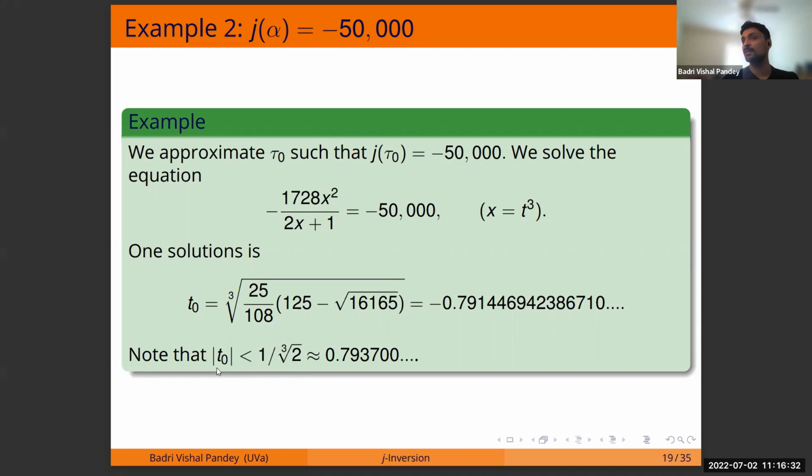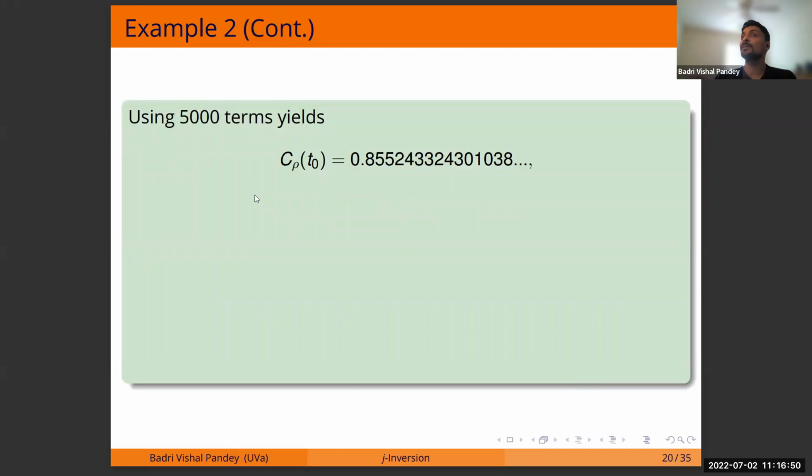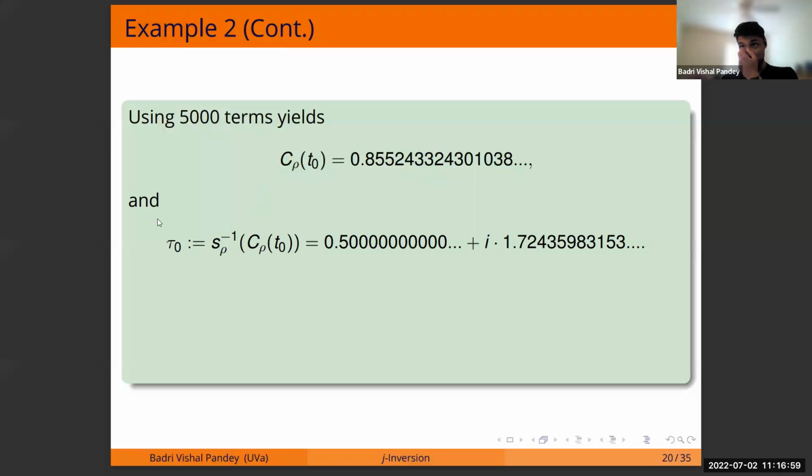Again, notice that the absolute value of tau naught, whatever you get, is less than 1 upon cube root of 2, which is approximately equal to this. We chose this value because it's really close to the disk, the part that we don't want to go further ahead. And since we are very close, we need to use more than 3,000 terms. In this case, we use 5,000 terms to get this value of tau naught, and we evaluate rho inverse of it, and we get something like this.